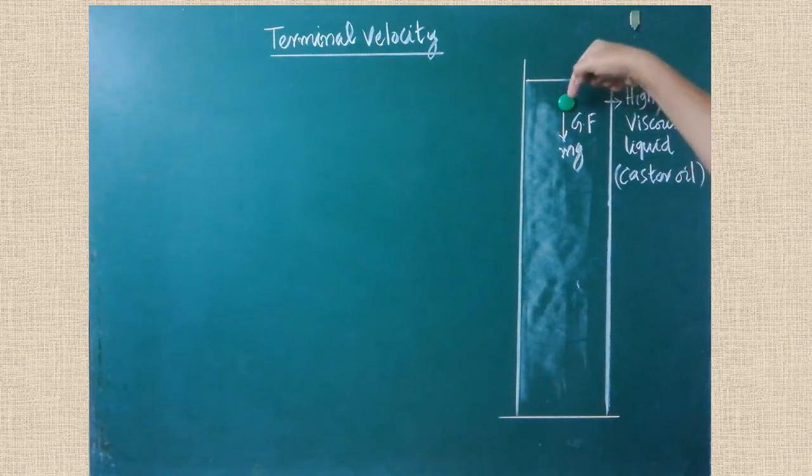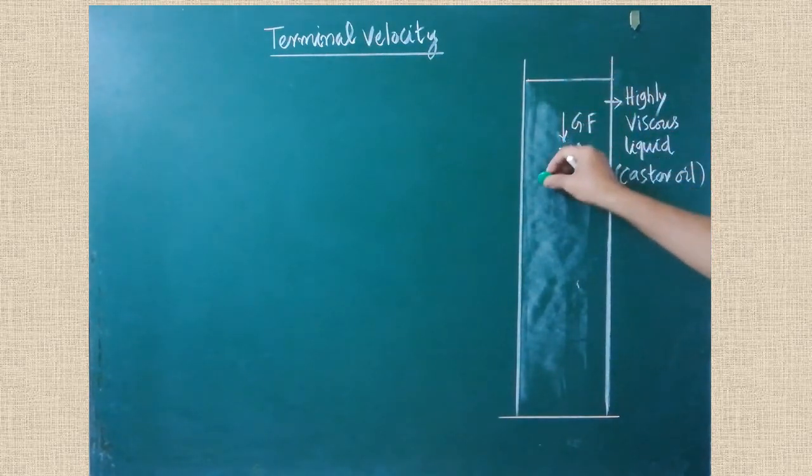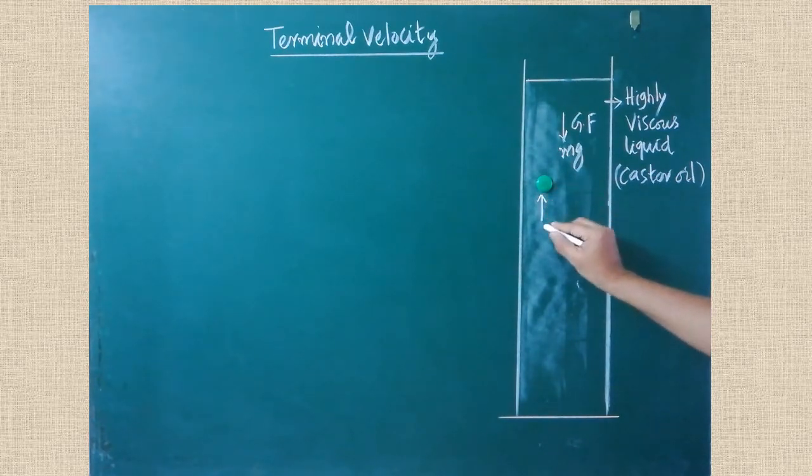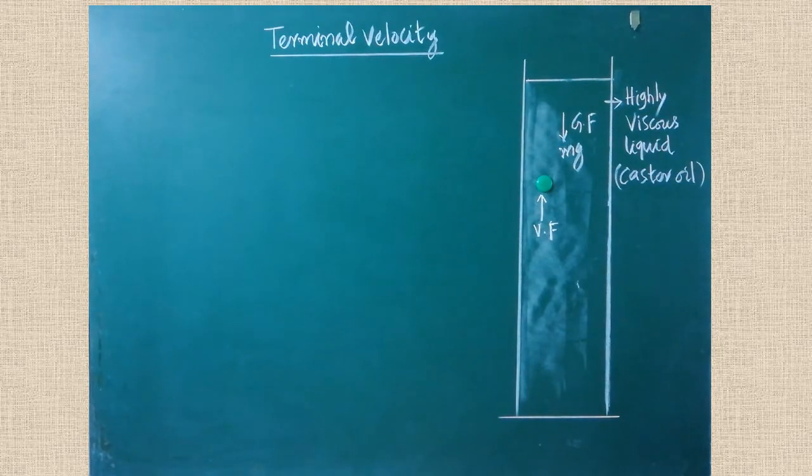So, one downward force is acting and two more upward forces are acting. Look at that. What is this called? Viscous force. Otherwise, it is called frictional force, also called viscous drag. And one more force is acting on the same body. What is this? Upthrust. Are you clear? This is called upthrust.